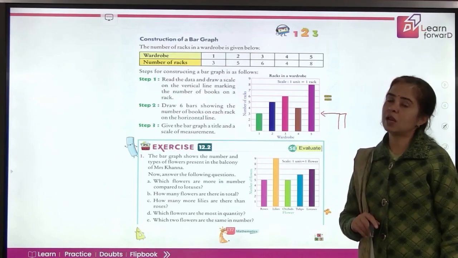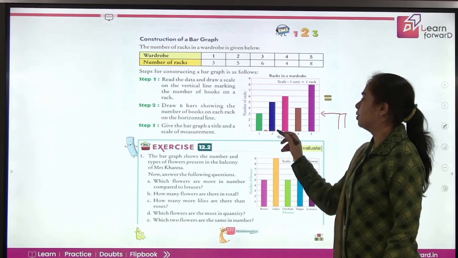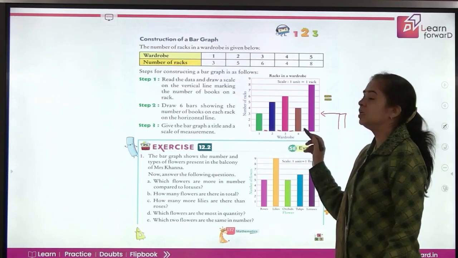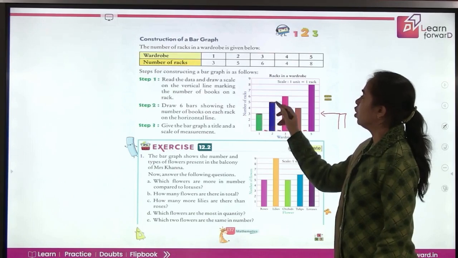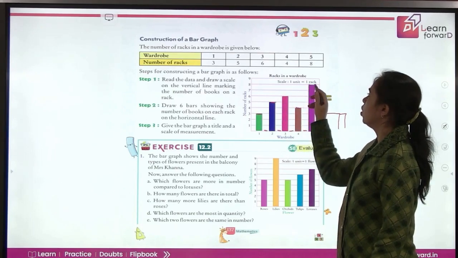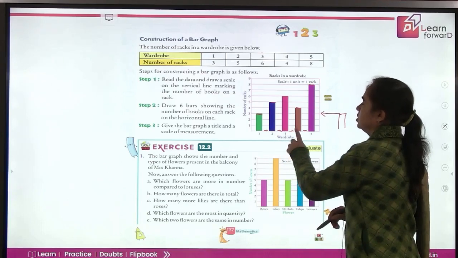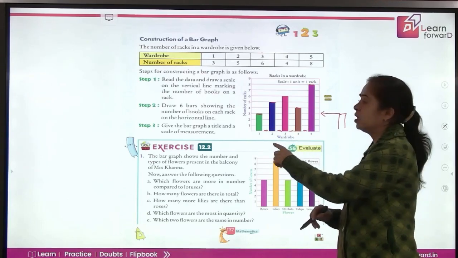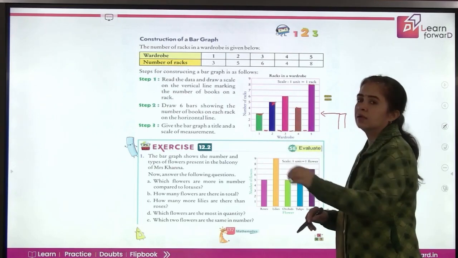And remember one more thing, children, when you have to draw the bars, the gap between the bars should always be equal, and the width of your bars should also always be equal. Right? So, the gap has to be equal, and then the width has to be equal. Okay?